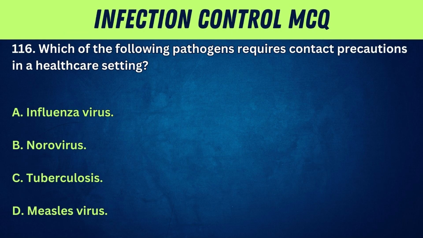116. Which of the following pathogens requires contact precautions in a healthcare setting? A. Influenza virus. B. Norovirus. C. Tuberculosis. D. Measles virus.